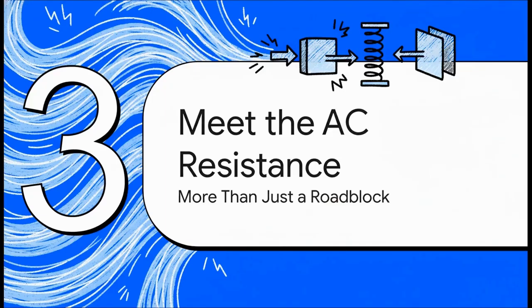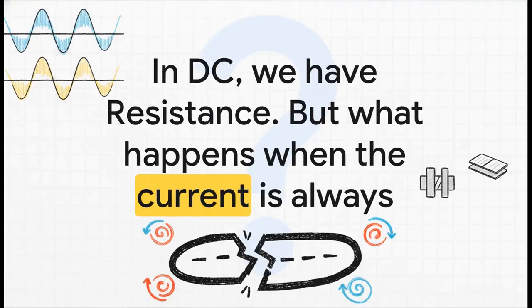Okay, so we've got this dynamic, constantly changing current. But what happens when we try to put the brakes on it? In the simple world of DC, you just have resistance. But with AC, the way we slow down current is a much more interesting story. Let's just stop and think about that for a second.